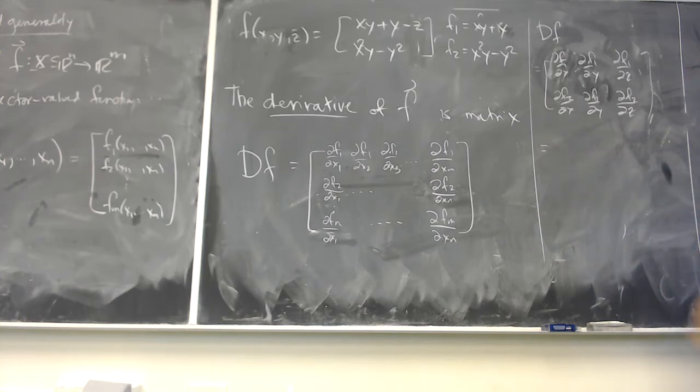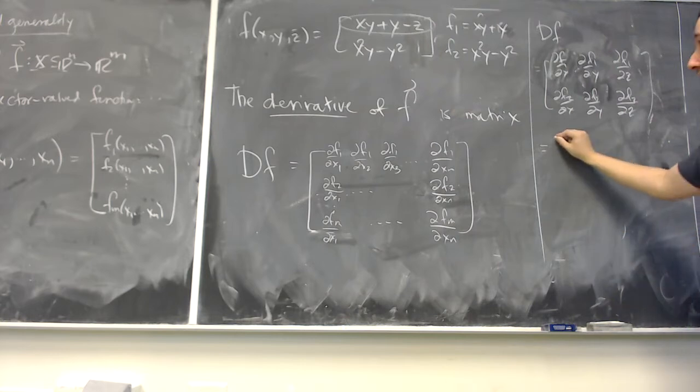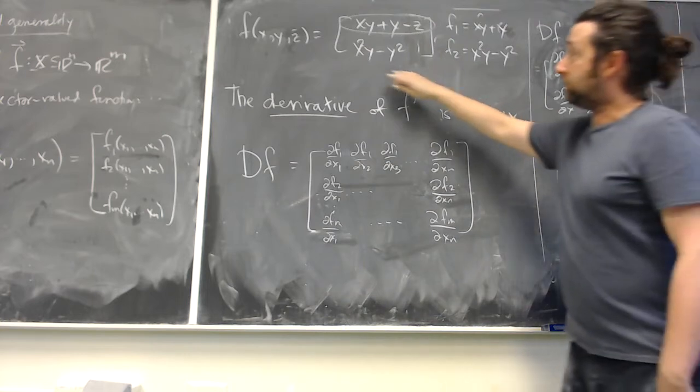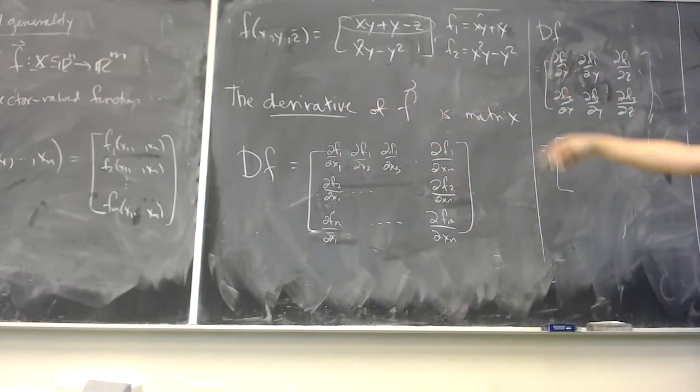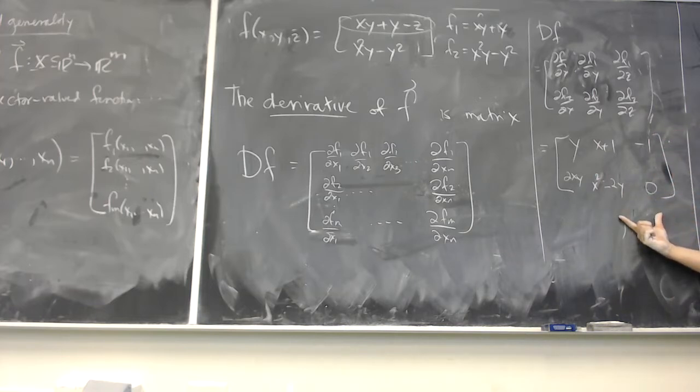First I'm going to compute all the partials of the first function. With respect to x, we get y. With respect to y, we get x plus 1. With respect to z, we get minus 1. Now I'm going to compute the partials with respect to the second function. f2 with respect to x is 2xy. f2 with respect to y is x squared minus 2y. f2 with respect to z is 0. So this thing is the derivative of that function. This is df.